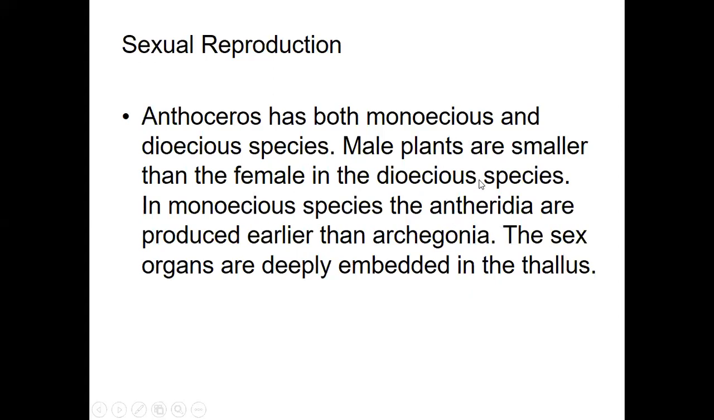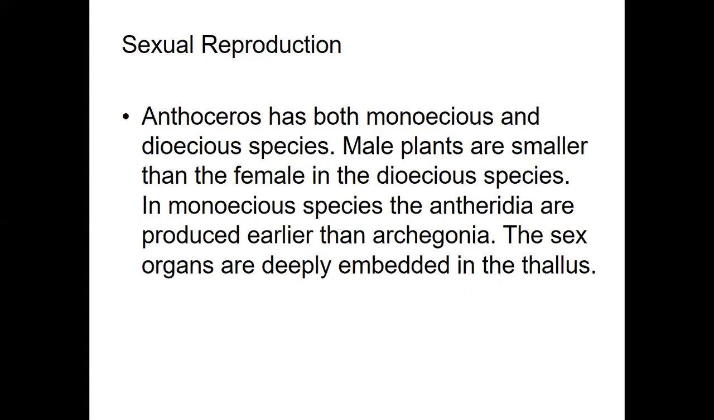But in case of dioecious, the sexual organs are developed in two separate thalli, that is, the male thallus will be different from the female thallus. Another important point we want to discuss here is that these sexual organs are deeply embedded in the thallus. In Marchantia, we have seen these are developed on the stalks or receptacles called antheridiophores and archegoniophores, which are projecting out of the thallus.